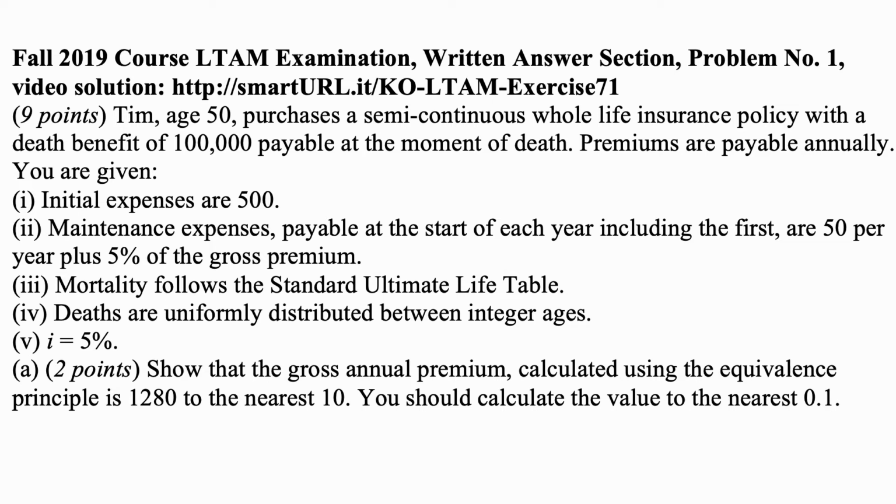Mortality follows the standard ultimate life table, which you can find at smartyurl.it/SULT. Deaths are uniformly distributed between integer ages. Interest rate is 5%. Part A. Show that the gross annual premium calculated using the equivalence principle is 1280 to the nearest 10. You should calculate the value to the nearest 0.1.